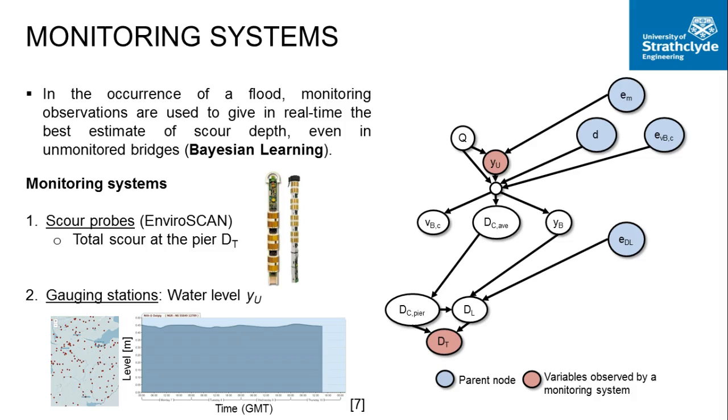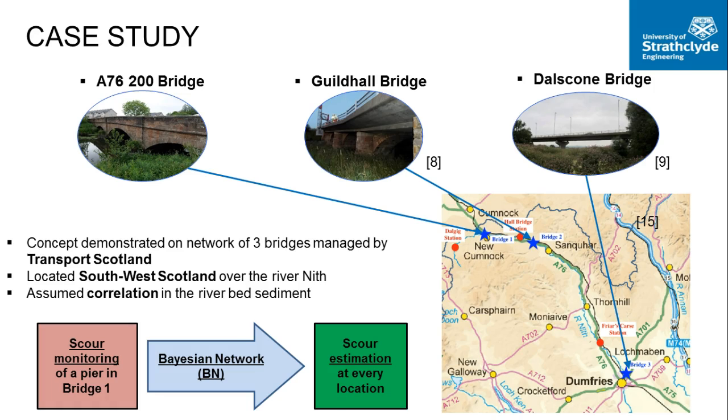In our case, the observational quantities are the total scour at 1 pier thanks to the scour probe, while data about the water level are provided by an environmental agency. So we built this case study consisting of 3 bridges in southwest Scotland in order to demonstrate the functioning of our Bayesian network. The idea is to monitor just 1 pier at the first bridge in order to estimate the scour level at every location of the unmonitored bridges.